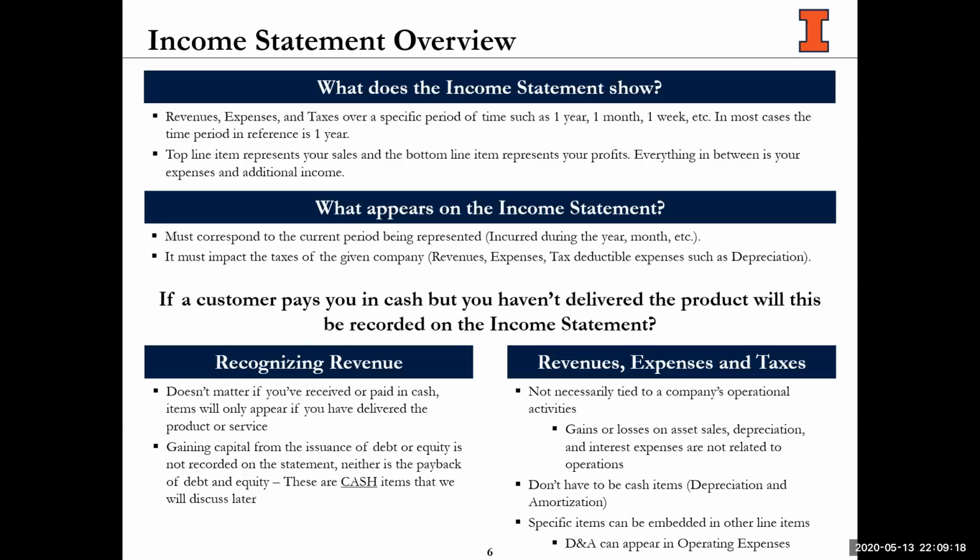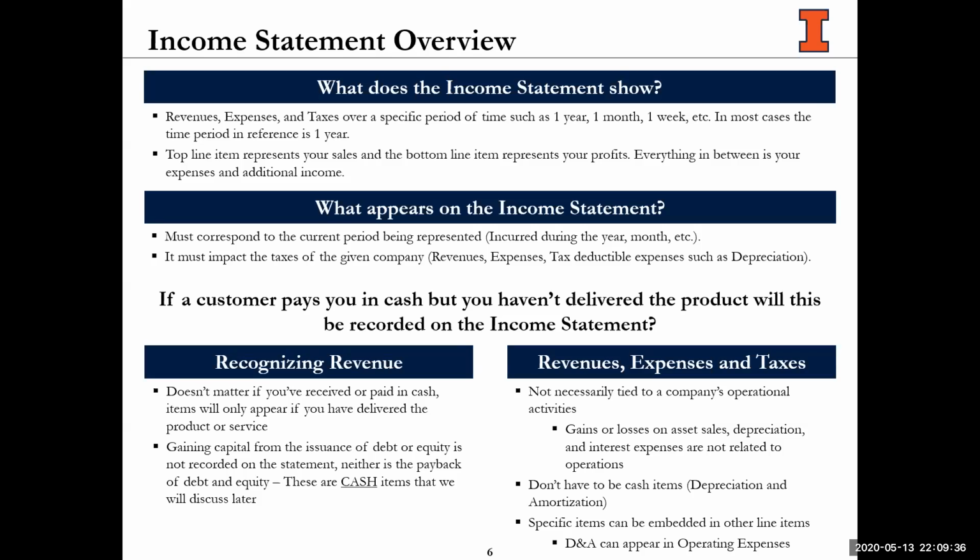What appears on the income statement? So in order for it to appear on the income statement, it must correspond to the current period, meaning that if it happened this year, it needs to be on the income statement for this year. So you can't have something that occurred 2 years ago show up on the income statement this year because it's not related to this period.